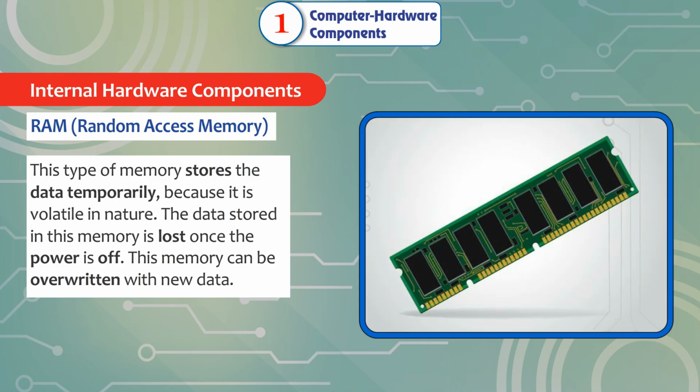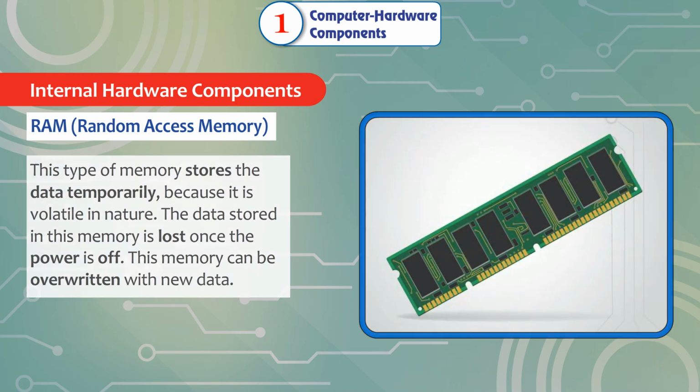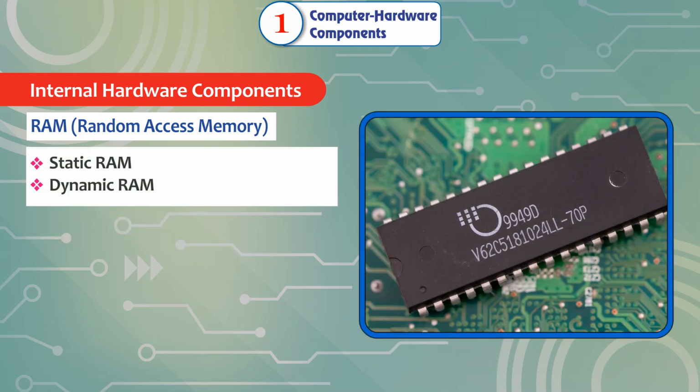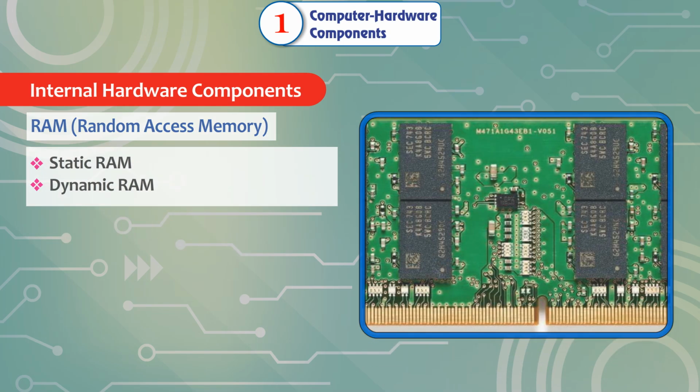This memory can be overwritten with new data. It is also called read/write memory because it is possible to read data from memory and write data into it. It is of two types: static RAM and dynamic RAM.